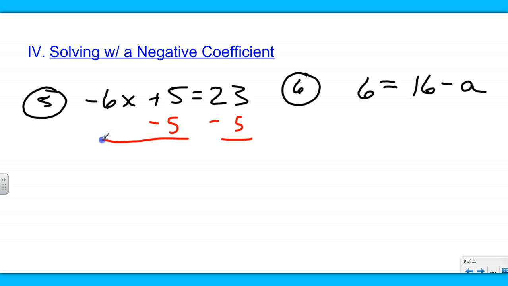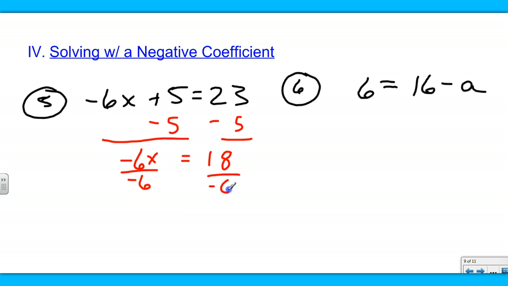Okay, so when we do that, we're left with positive 5 minus 5 is 0, right? But we still have this. Negative 6x plus 0 is negative 6x. There it is. Equals, what is 23 minus 5? And that, you're right, is 18. Okay? And so now we have what operation still remaining? Multiplication. So we have negative 6 times x. So what's the inverse of multiplying? Very good. We're going to divide by negative 6.